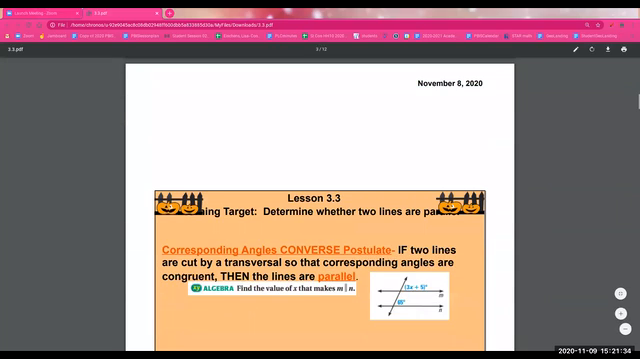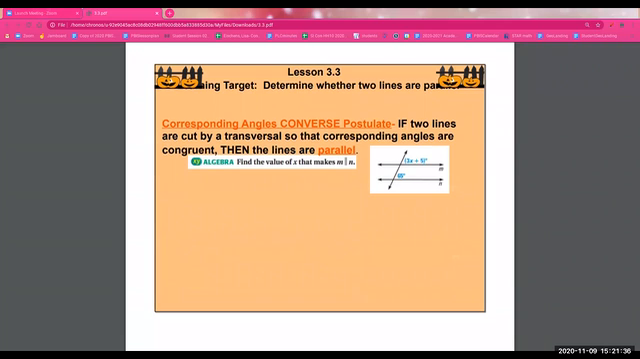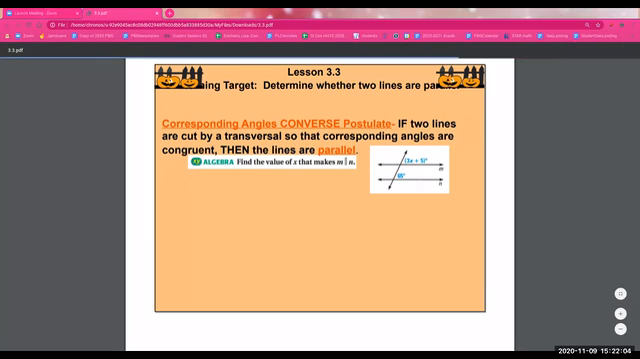All right, the next slide says the corresponding angle converse. If two lines are cut by a transversal so that corresponding angles are congruent, then the lines are parallel. So in the problem they're having us do, it says find the value of x that makes m parallel to n. So we have to find the value of x that's going to make those angles congruent, because corresponding angles have to be congruent if the lines are parallel. So let's go ahead and do that.